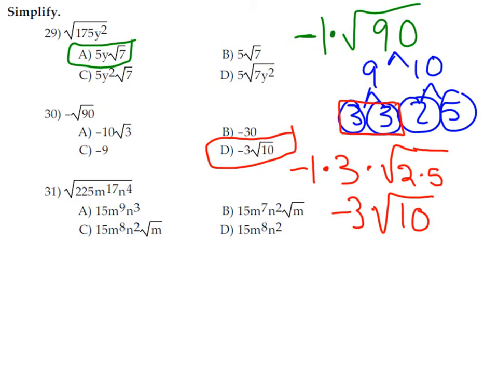Alright, last but not least, we have the square root of 225, m to the 17th, n to the 4th. Now, if you know your perfect squares, 225 is a perfect square, and you can almost see in the multiple choice, they're all saying 15, and that is in fact 15. So 15 gets to leave, right? We had two 15s essentially. And now m to the 17th.